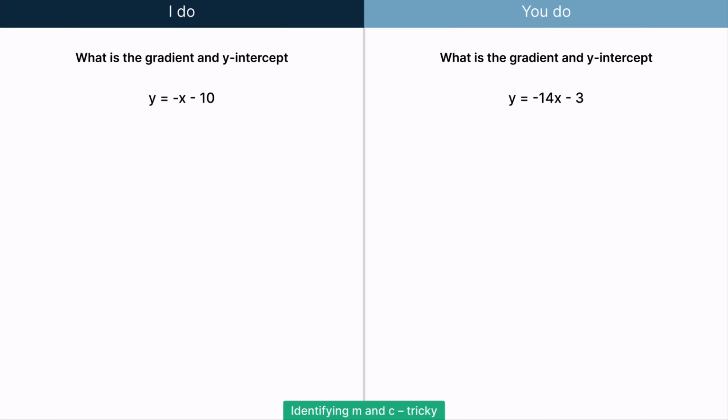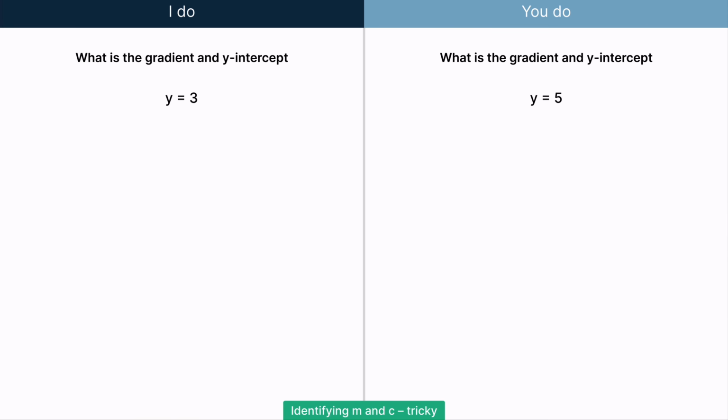So moving on from there, now with this one, the term next to the x is a -1. Okay, so the gradient is -1, and the y-intercept is -10. And again, hopefully you've pressed pause and had a go at this. So the gradient here is -14, and the y-intercept is -3.